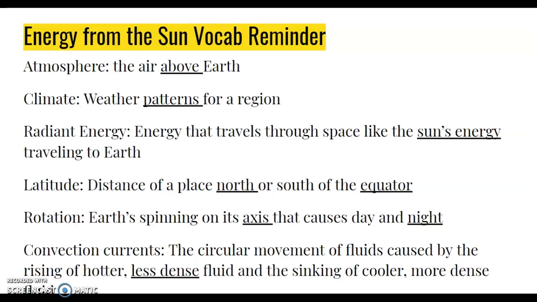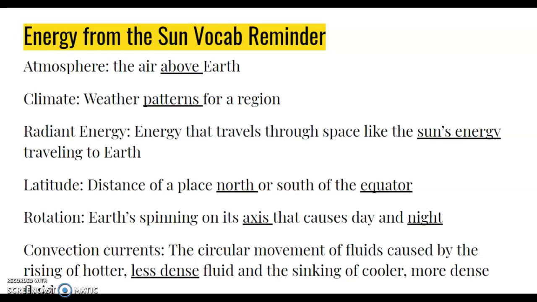Latitude is a way of measuring how far north or south of the equator you are. The equator is at 0, and as the latitude numbers get higher, you are moving farther and farther away from the equator. Rotation, just a reminder that Earth is spinning or rotating on its axis, and that is what causes day and night, and is an important contributor in the Coriolis effect that you will learn about later.